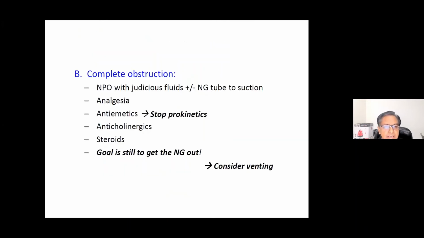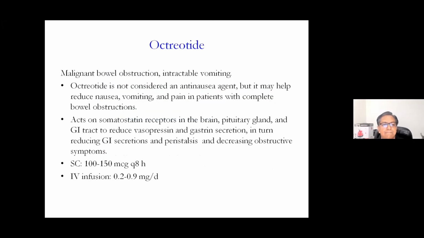But in case it is a complete obstruction, no prokinetics are required for these patients. Give them a good analgesia, give them good anticholinergic agents so that the secretions decrease. Steroids can be added, and then we can consider what other options, including either surgical management, or if it is a patient of end-of-life care, we can manage them accordingly.